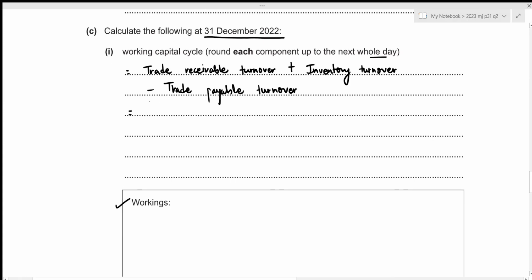We have trade receivable turnover to be 34 days, inventory turnover to be 48 days, and trade payables turnover to be 30 days. And this gives our working capital cycle to be 52 days. That's all for the first part. Let's move towards the second one.